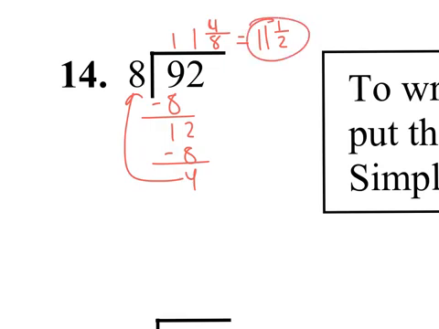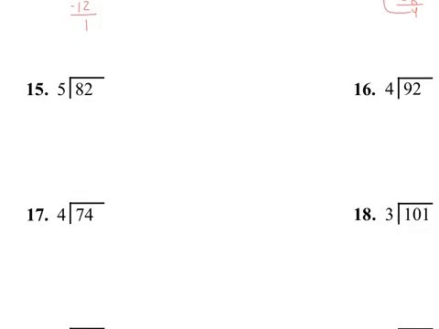How do I know I'm done reducing? Because my numerator is 1. Okay, on to number 15. At number 15, we've got 82 divided by 5. How many times will 5 go into 8? 5 will go into 8 one time. 1 times 5 is 5. Subtract those. I get 3. 8 minus 5 is 3.